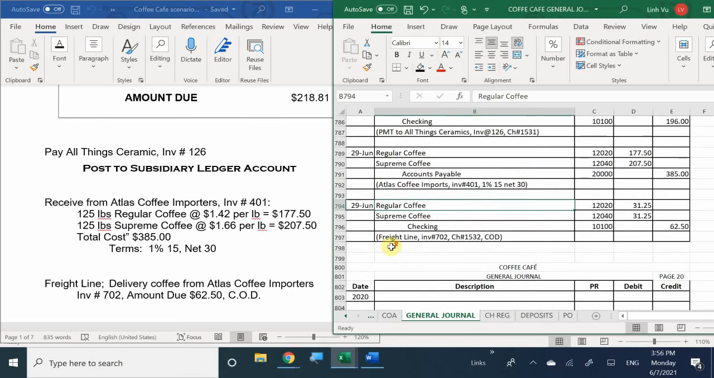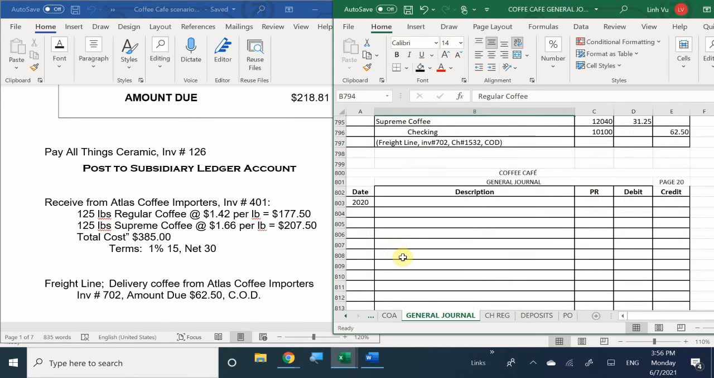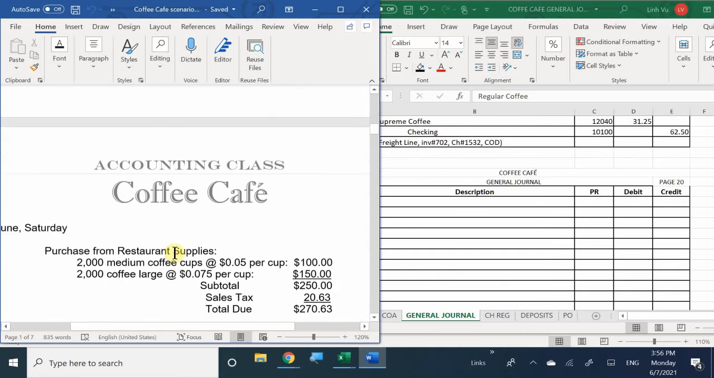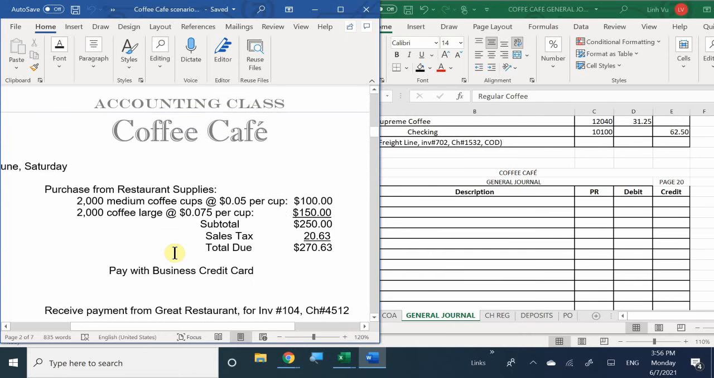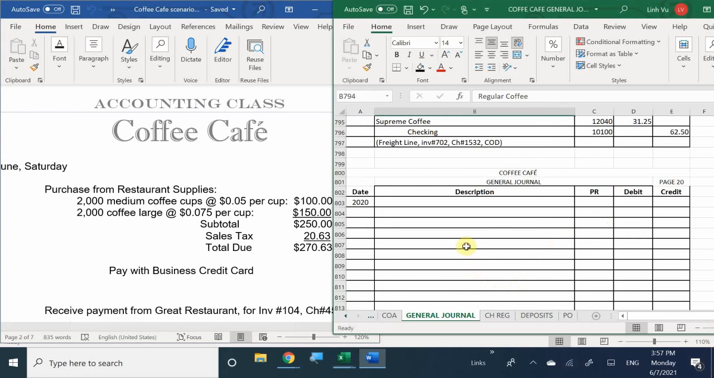So once again, we reached the end of General Journal 19. So we're going to start on a brand new page for General Journal 20. And let's see what happened next. We bought some coffee cups. Yes, so I did a copy and paste of medium coffee cups, large coffee cups, and Visa payable with the note from above.